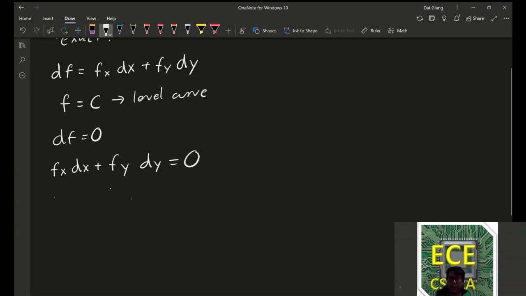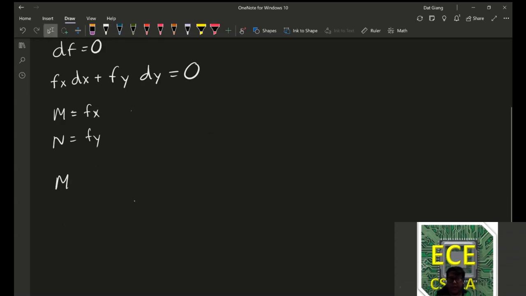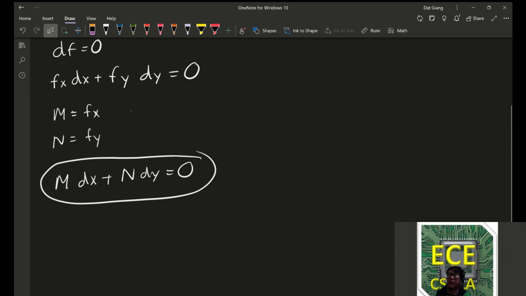Now, suppose that we have M equal to fx and N equal to fy. We get then that the definition of an exact differential equation is given by the following form. This form is called an exact differential equation form. And so to explain what exact means, it means we have only one solution, and that is modeled by a constant level curve.